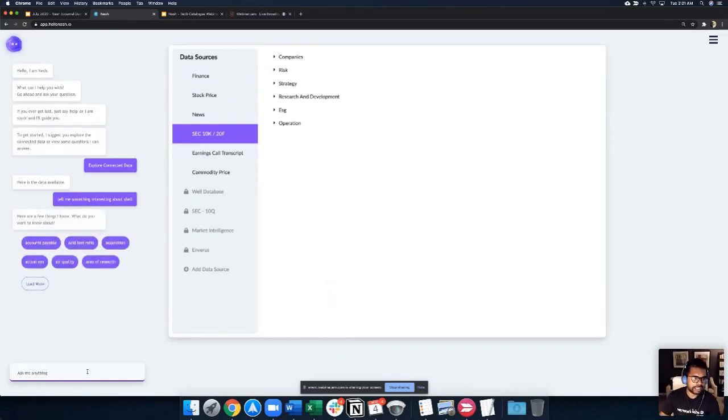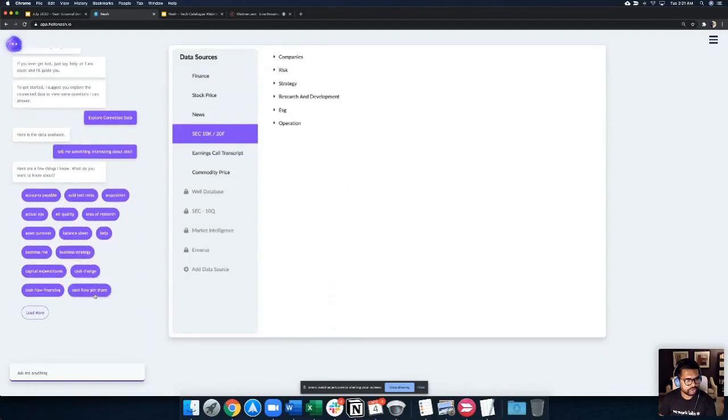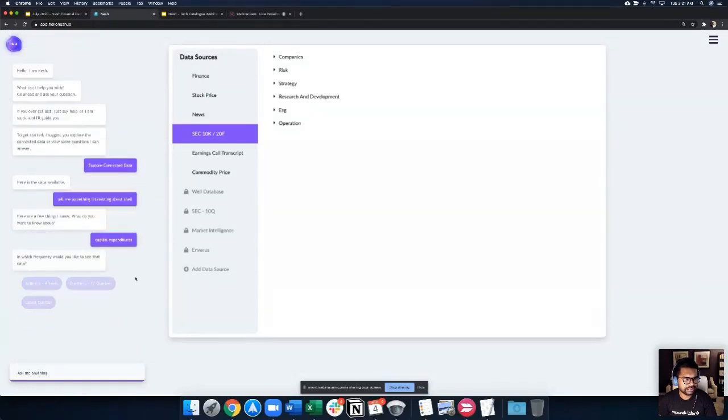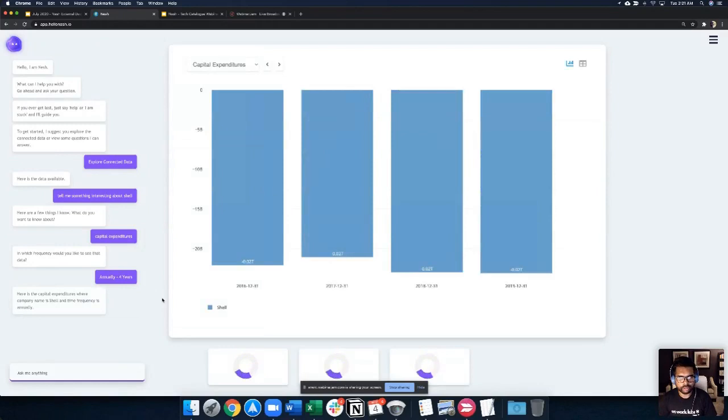So Nesh will come back and say, well, what is it that you want to know about Shell? There are a few things that I know about it. So you can keep going. You can look through all the information that Nesh has available about Shell. But let's say you're interested in CapEx. How much money did Shell spend? So Nesh will now come back and say, well, what frequency do you want to look at this at? So I want to say, well, I want to look at it annual 4 years. So Nesh will give you the annual 4-year spend of Shell.